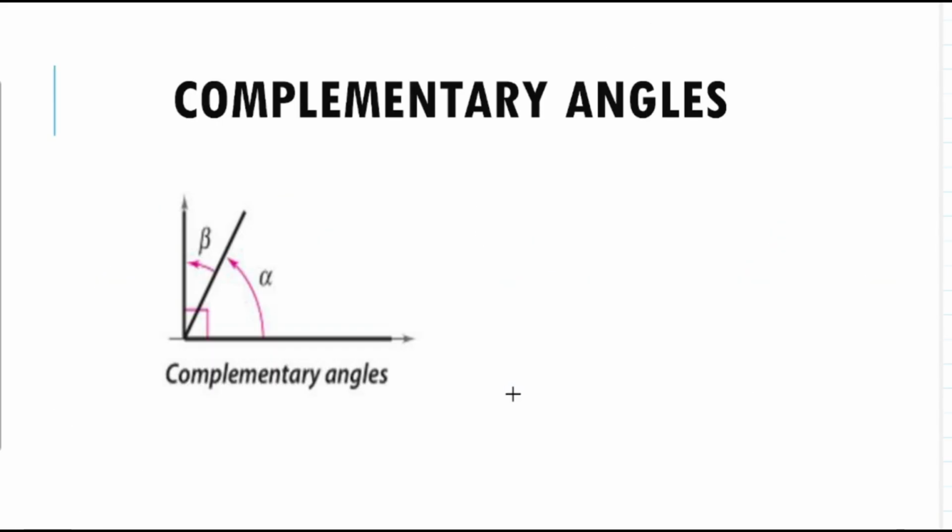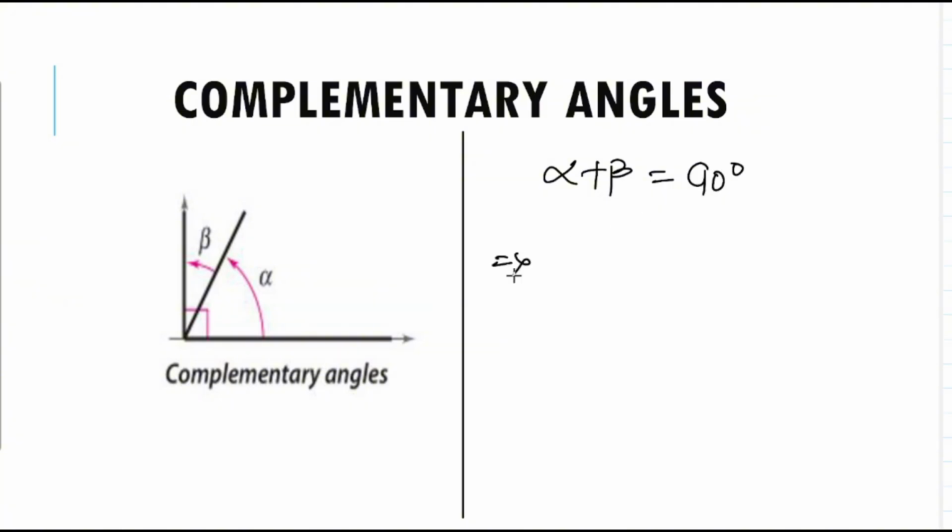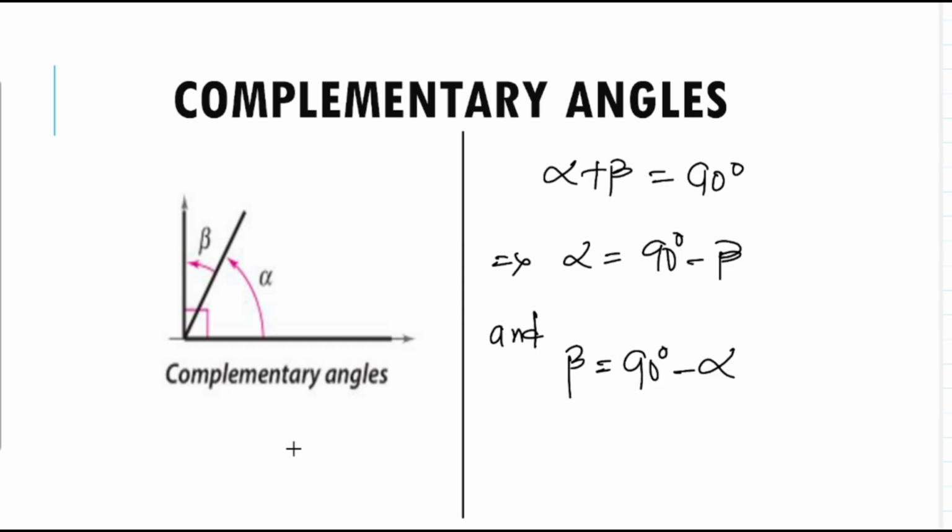Alright guys, so complementary angles. Complementary angles are angles that add up to 90 degrees. When two or more angles add up to 90 degrees, they are said to be complementary. In this diagram, we have a 90 degree angle that is divided into two, alpha and beta. If you add them up, alpha plus beta equals 90 degrees. So it implies that alpha equals 90 degrees minus beta, and beta equals 90 degrees minus alpha. So complementary angles add up to 90 degrees.